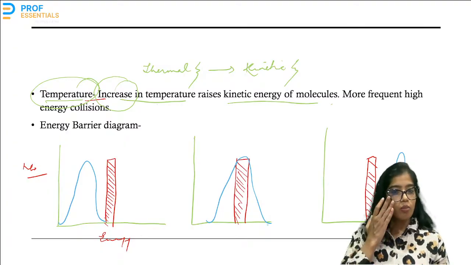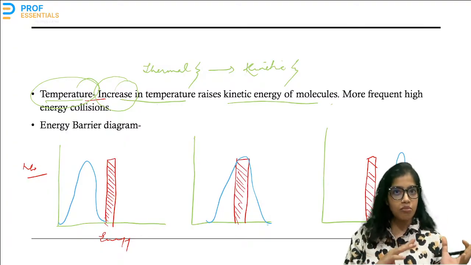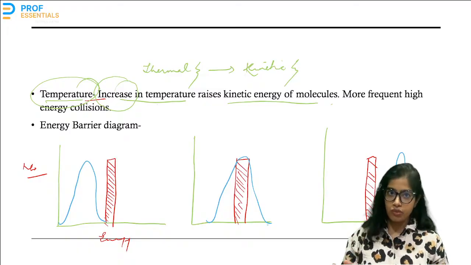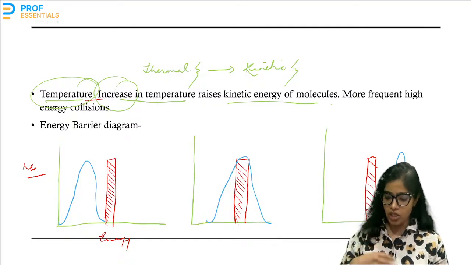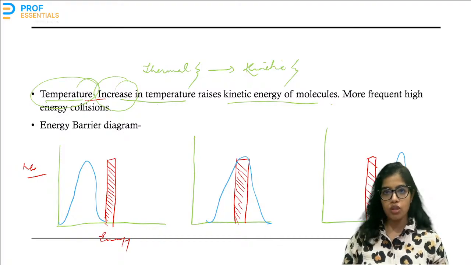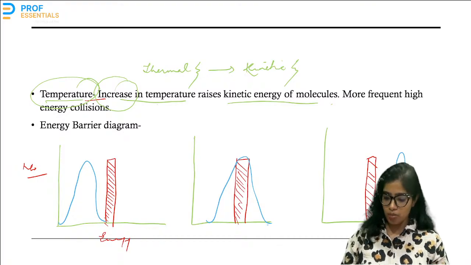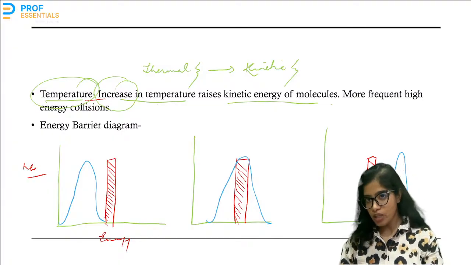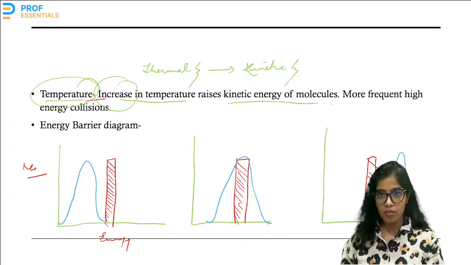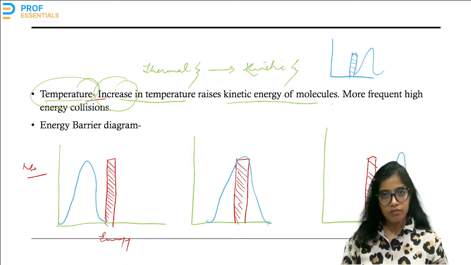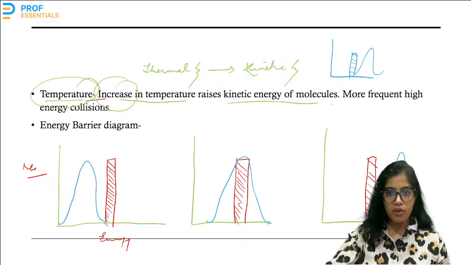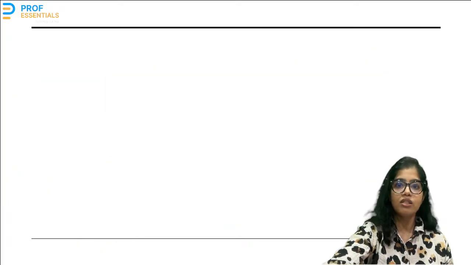So whenever you are mentioning how temperature affects the rate of a reaction, be it an enzyme coupled reaction or a non-enzyme coupled reaction, a general reaction, then you have to draw this energy barrier diagram. I hope this one is clear to you. It is not hidden by my face. So it is like this. Got it? This is the third one. Understood?